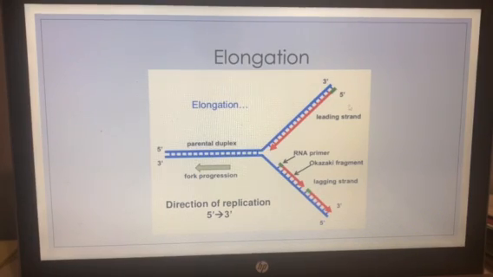And you can even see how this is a full line and these are breaking up into pieces. The pieces themselves are called Okazaki fragments. And you can see it pointed out right here. So that is the elongation step.